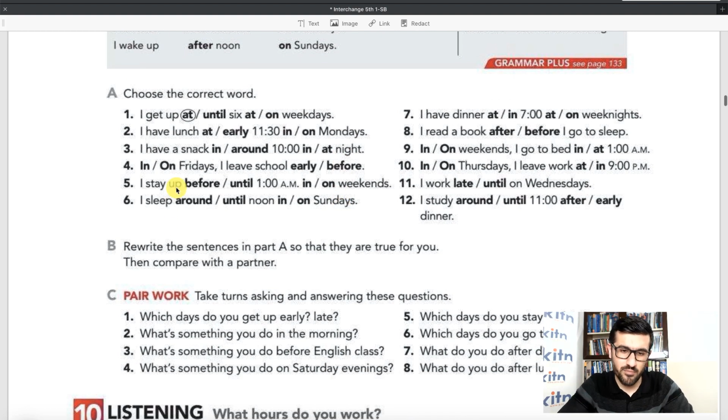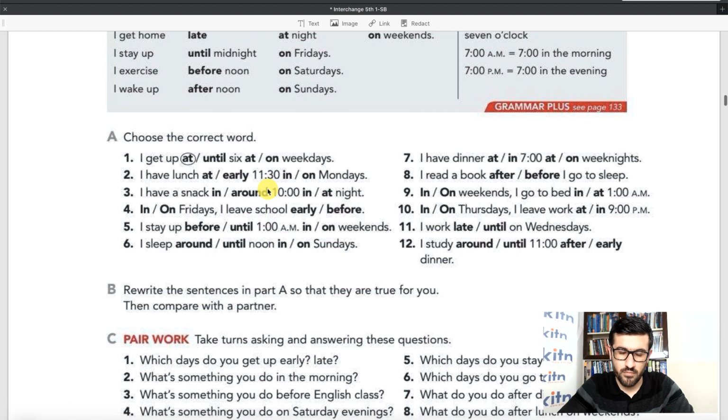I stay up before until 1 a.m. Okay? Since the meaning indicates that you will stay awake until 1 a.m., that means you have to say until, not before. Okay?